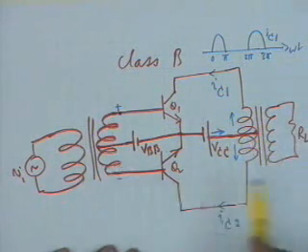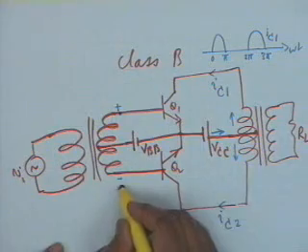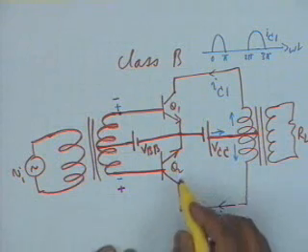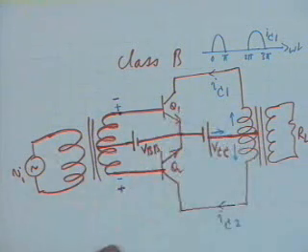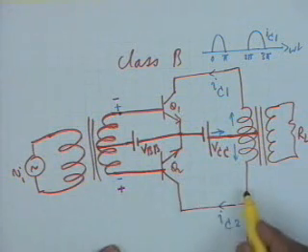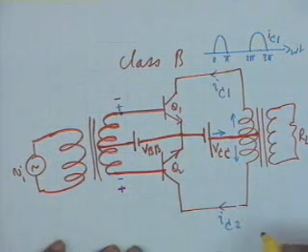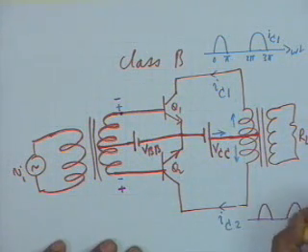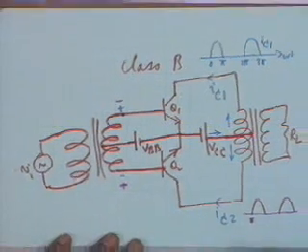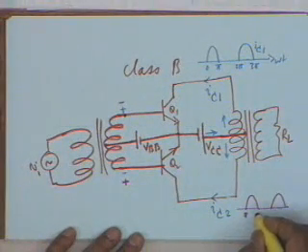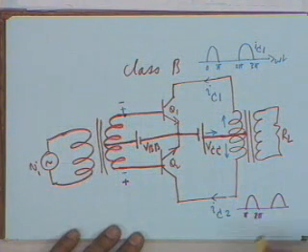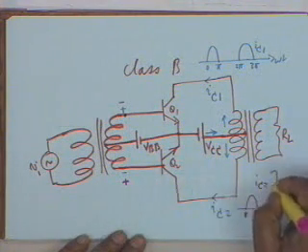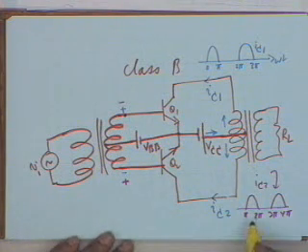Now, when the polarities are reversed, the opposite thing happens. Q2 conducts, Q1 does not conduct. If Q2 conducts, I sub C2 flows. Now, I sub C2 obviously shall also be like this, where it will start from pi and go to 2 pi, then 3 pi and 4 pi and so on. This is I sub C2.